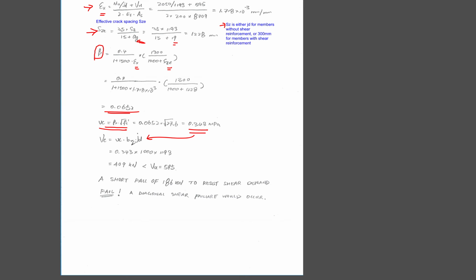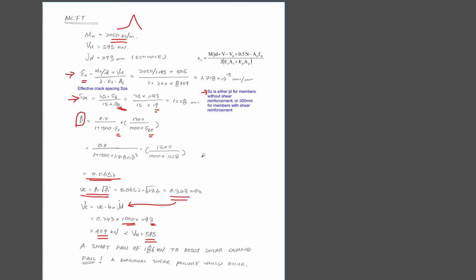We're going to use that times our section length and width. We're talking about a 1 meter strip and 1193 as the section depth. So we get a concrete shear capacity of only 409 kilonewtons. That is vastly smaller than the demand.